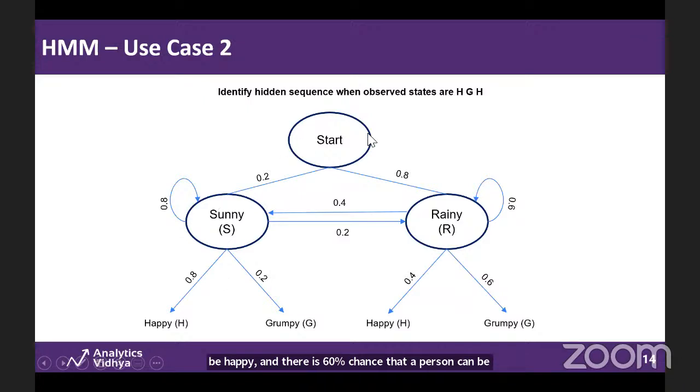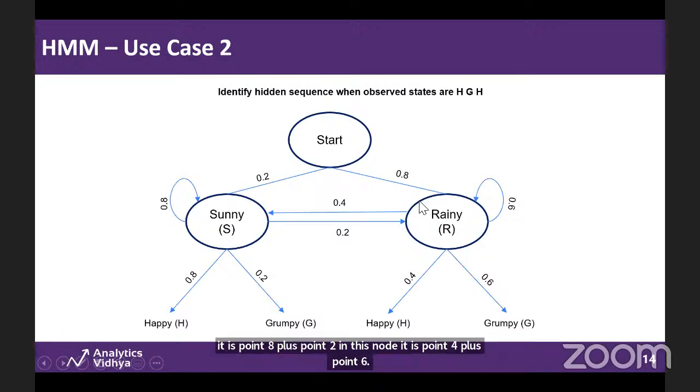If you look at all three nodes, the total probability will always be 1. In this case, it is 0.8 plus 0.2. In this node, it is 0.8 plus 0.2 again. In this node, it is 0.4 plus 0.6, which sums up to 1 at the individual node level.